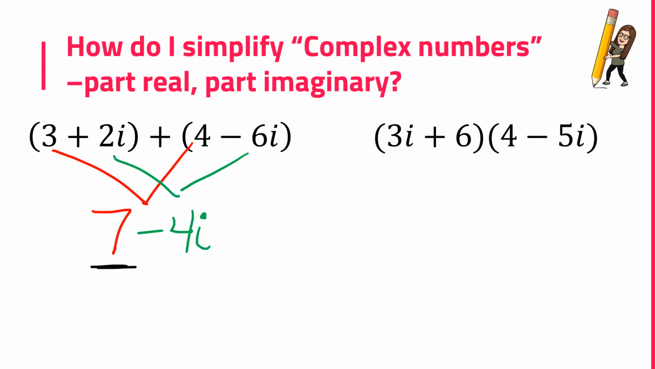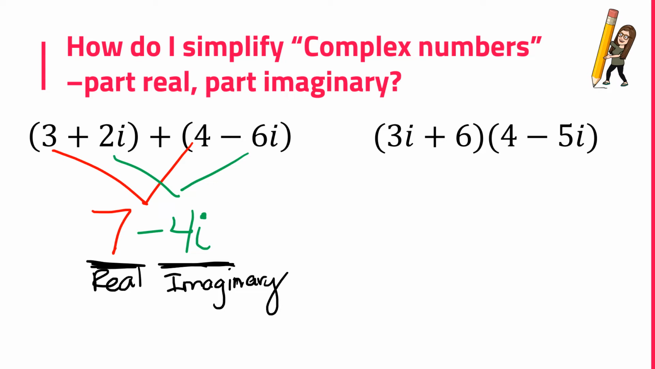What's most important though, the real part always comes before the imaginary part if you have two terms, all right? So we want to keep real first, then imaginary. Let's take a look at this next example.